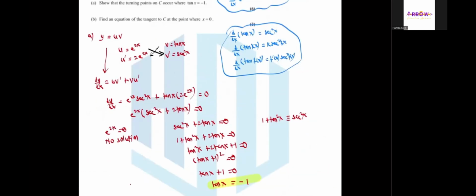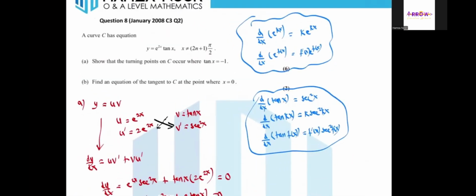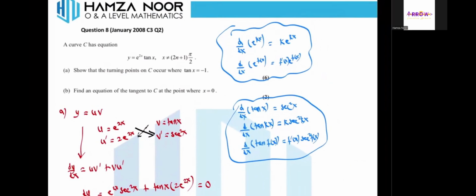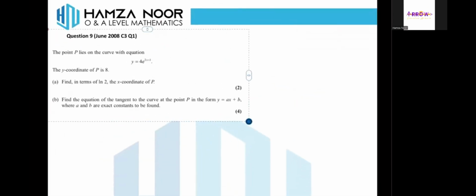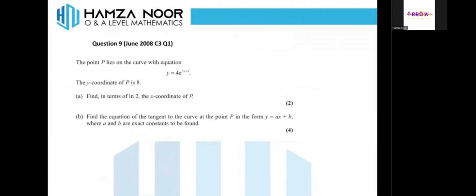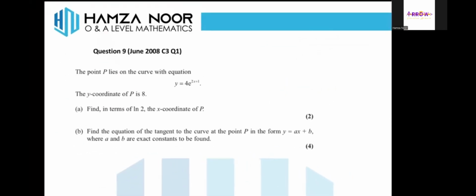All right, so this was the simple requirement of part B. So here we attempted this particular question, January 2008, C3, question number 2. This is question number 8 of the handout. So now let's move on to the next question, which is question number 9 of the handout. This is June 2008, C3, question number 1.